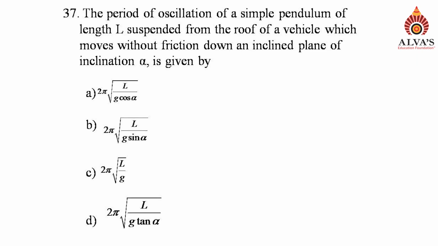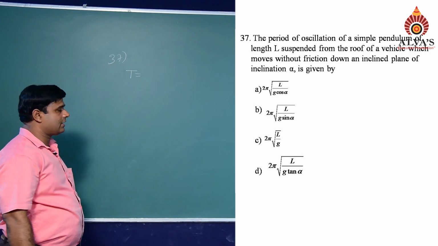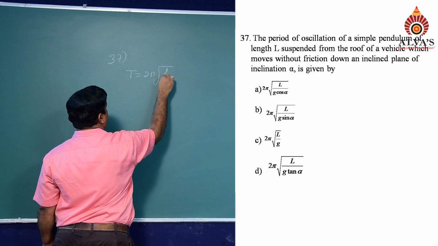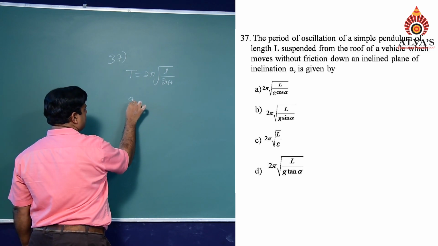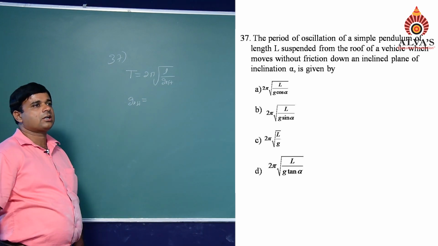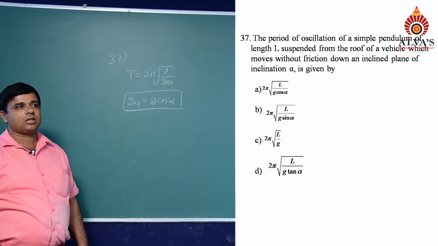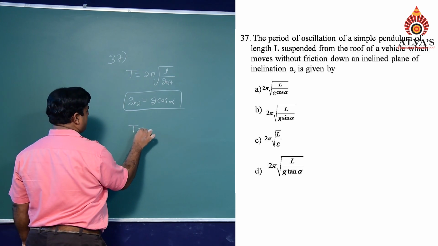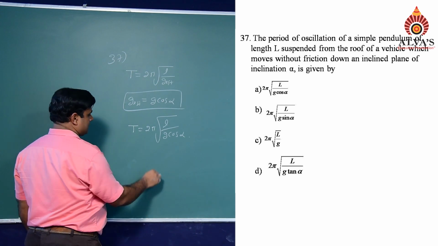The period of oscillation of a simple pendulum of length L suspended from the roof of a vehicle which moves without friction down an inclined plane of inclination alpha is given by? The time period of the pendulum is required. Now, it is on the inclined plane. 2 pi root of L by g, we can replace g by g effective. Whenever the pendulum is on the inclined plane, g effective equals g into cos alpha, where alpha is the angle of inclination. Therefore, the time period is 2 pi into root of L by g cos alpha. So, the answer is E.